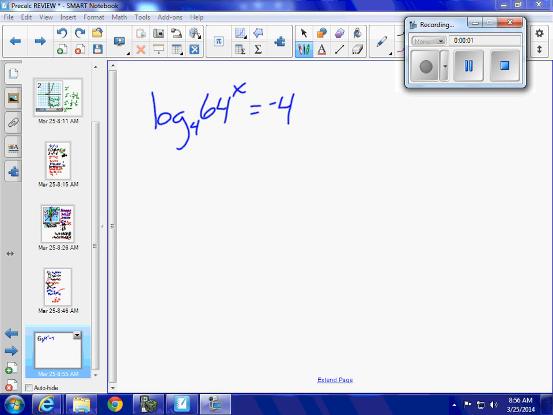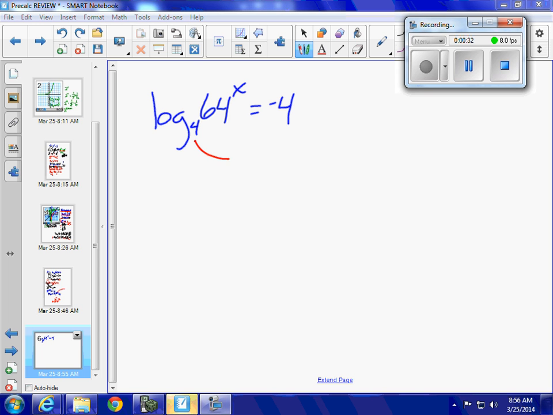So on this problem, number 6, I'm supposed to solve this logarithmic equation. And again, we're at the point where we will be able to solve logarithmic equations by exponentiating. But right now, we're at the level where I really want to look for the same base. If I can find same bases, I can solve the problems. So what I'm going to do is change this logarithmic equation into an exponential equation. I'm going to put it in exponential form.